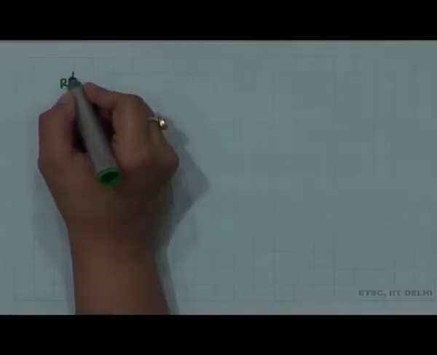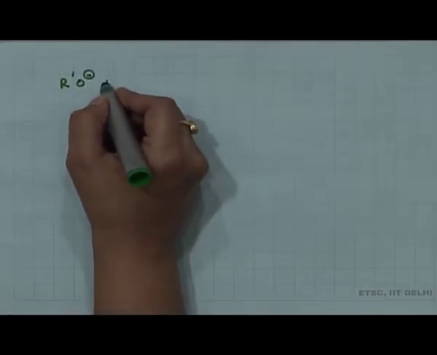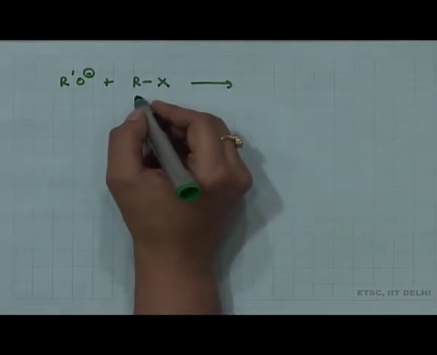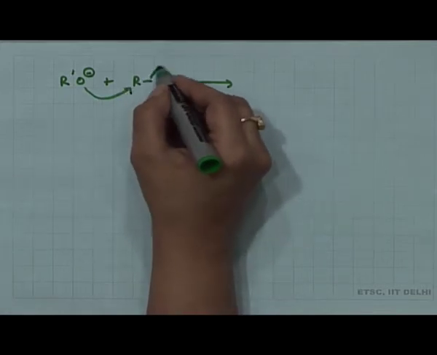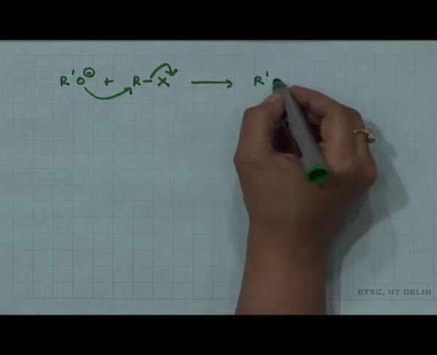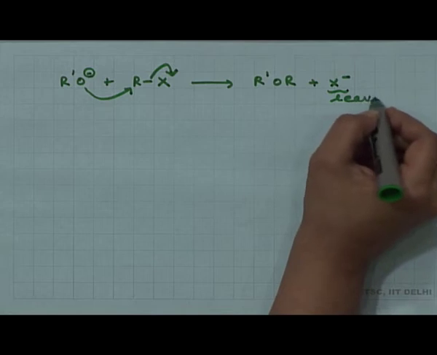So, this is your leaving group. In the same manner, if you generalize it, you have your alkoxide ion and your 1 degree alkyl halide. The nucleophile attacks the alkyl with the simultaneous loss of the leaving group, and you get the ether, and this is your leaving group.